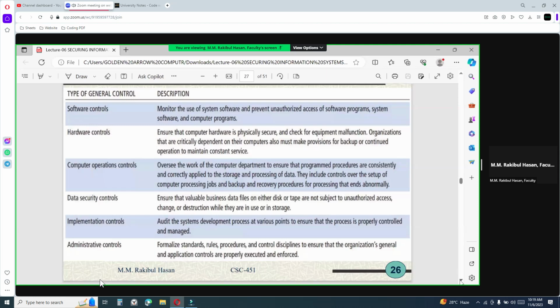By using your computer, what you can do, you can take some input, you can process inputted data and then produce output. So whether this thing working properly or not, monitoring that thing is nothing but a computer operation control.